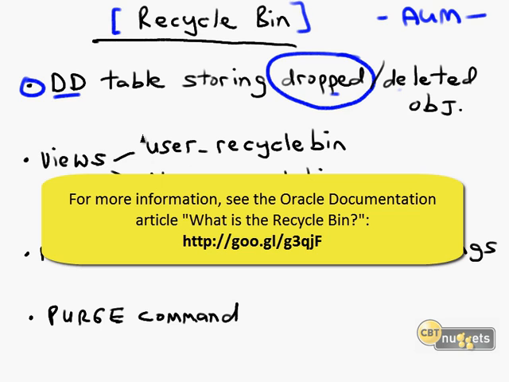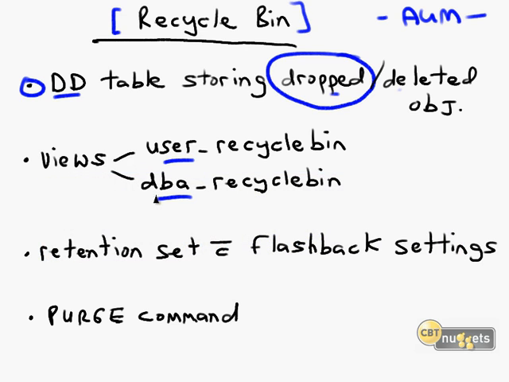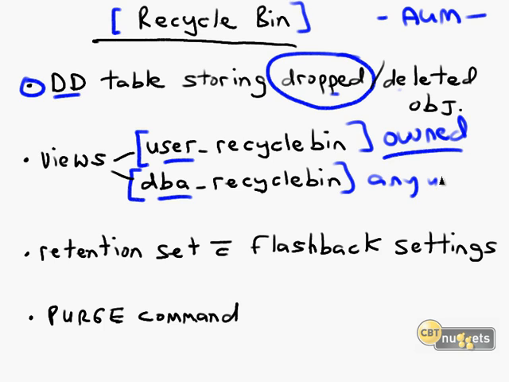Now, from an SQL command prompt, we can access the recycle bin using our standard data dictionary view prefixes. As long as the user has the ability to flash back objects, they can query USER_RECYCLEBIN. The DBA can query DBA_RECYCLEBIN, and the difference between the two, obviously, is that USER_RECYCLEBIN shows only objects that have been deleted by a user and are owned by that user, whereas the DBA has server-wide scope and can see deleted objects from any user of that database, period.